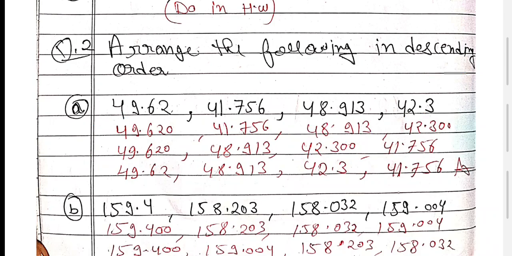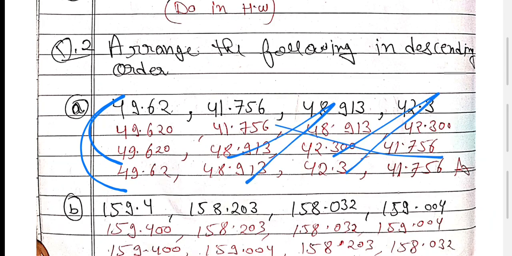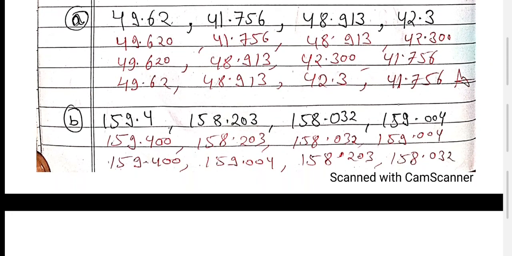So first write 49, then 48, then 42 and then 41. Now just write the original numbers. 49 was made with the help of this, write this number. 48, this, write this number. 42, this, write this number. And 41 was made with the help of this, so write this number. So it is your required answer.